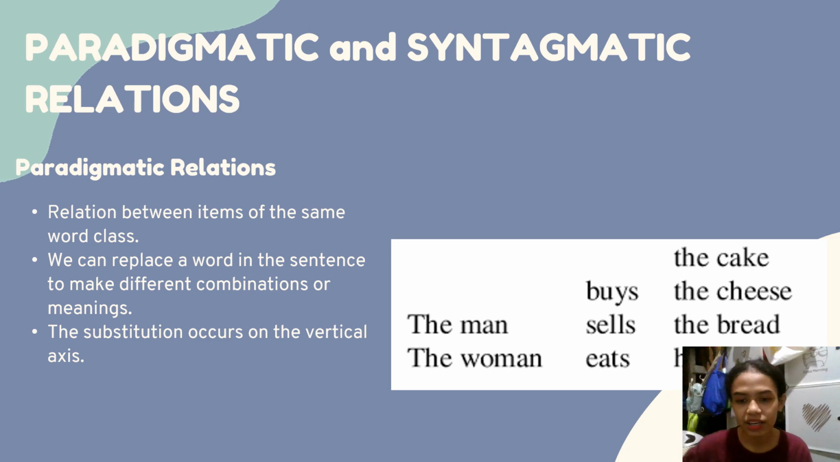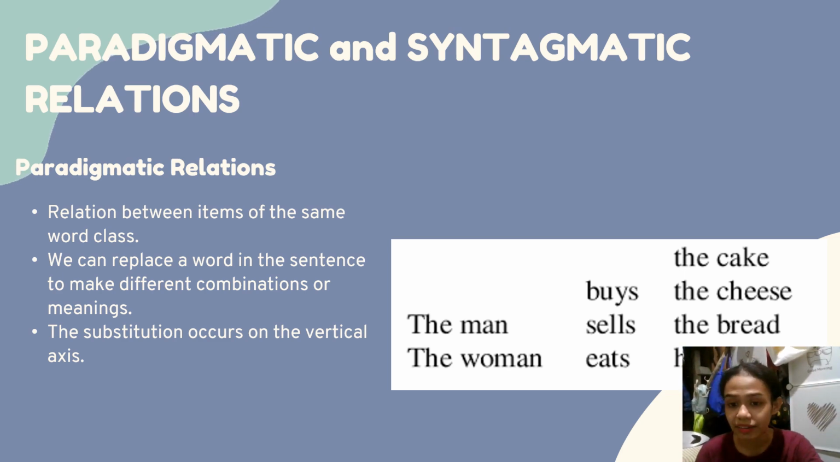And another example, like the man buys the cake, or the man sells the cheese, something like that. That's the example. So vertically, the subject can change up and down, straight up and down.